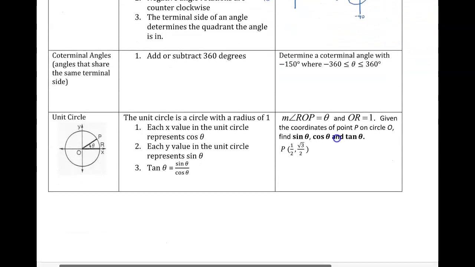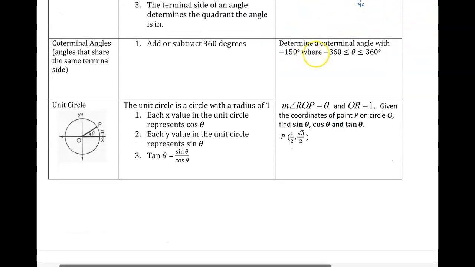Which brings us to the next section. It says determine a coterminal angle with negative 150. So I'm just going to add to that 360 degrees. And that leaves me with 210 degrees. Those angles would be coterminal. If I were to draw them, they would terminate in the same exact position out in quadrant 3.